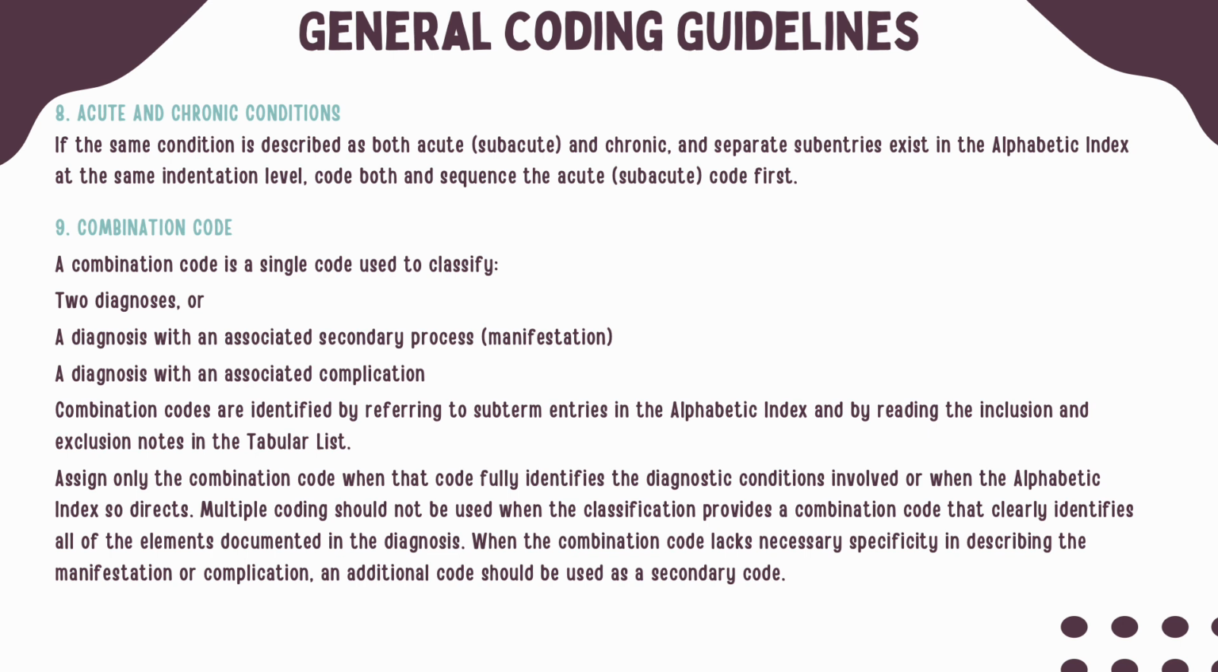Your combination codes can be found in the alphabetic index by referring to the subterm entry under a condition. When a combination code exists that fully describes the diagnosis, multiple codes should not be used. Only when the combination code lacks specificity should an additional code be used.